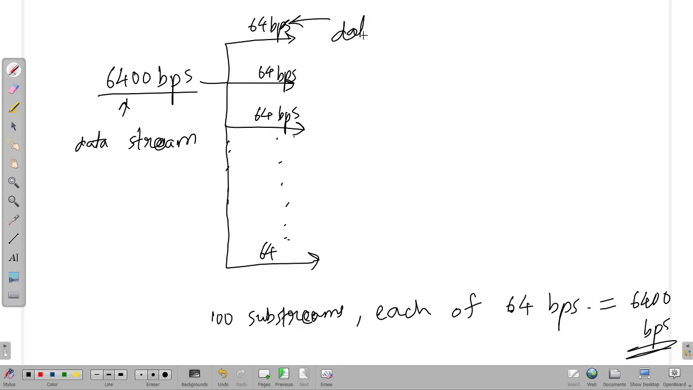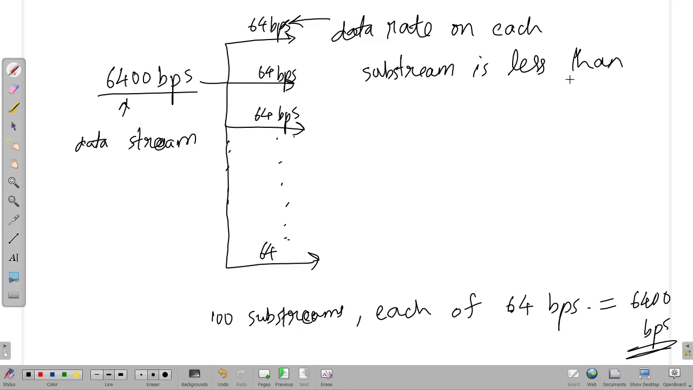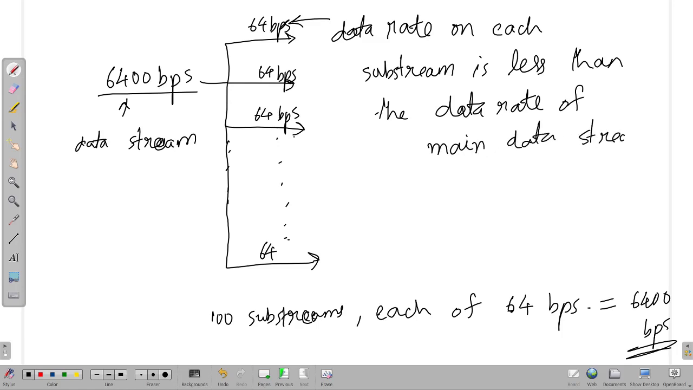So the data rate on each substream is less than the data rate of the main data stream. Or you can say more accurately, the incoming data stream. So the incoming data stream is split into a number of different substreams. Each substream has a data rate which is less than the main data stream data rate.